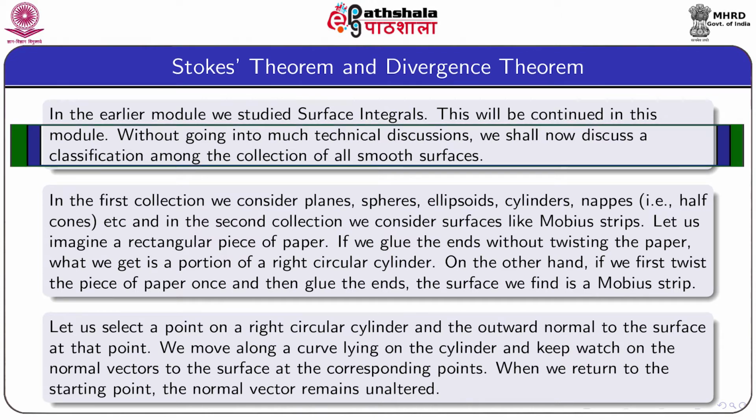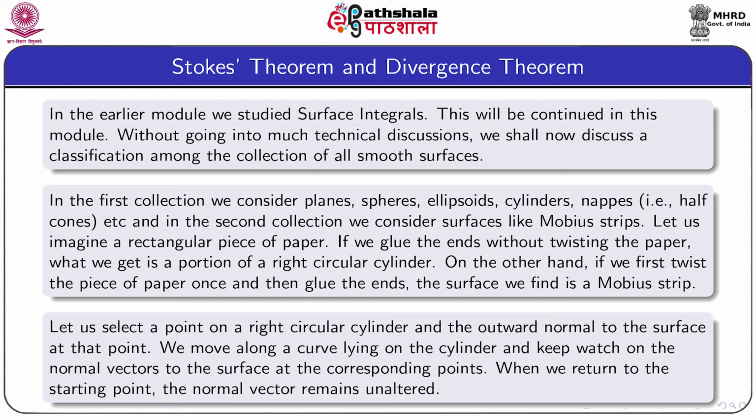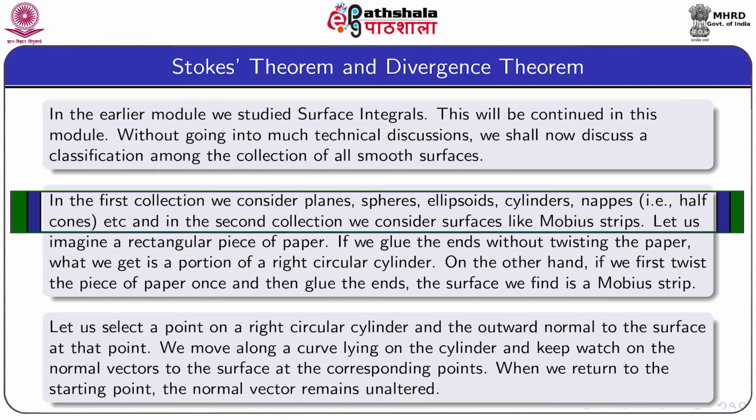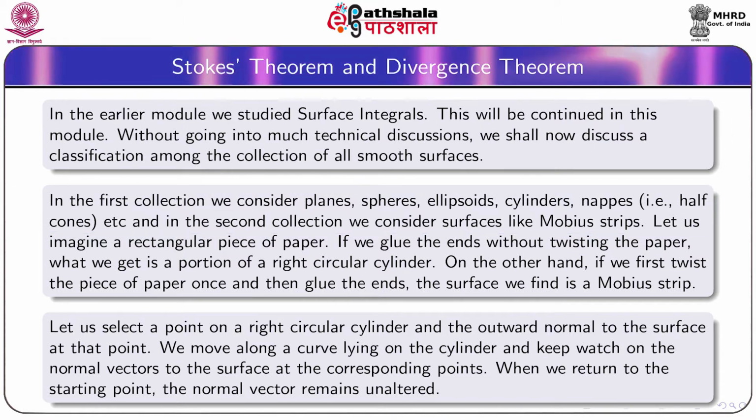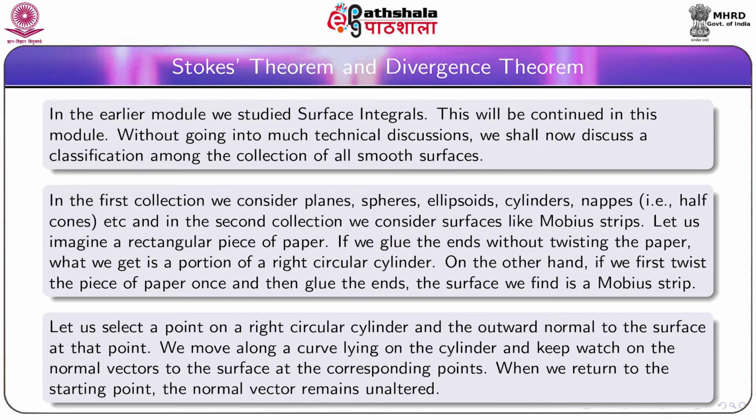Without going into much technical discussion, we shall now discuss a classification among the collection of all smooth surfaces. In the first collection, we consider planes, spheres, ellipsoids, cylinders, nappes, that is half cones, etc. And in the second collection, we consider surfaces like Mobius strips.